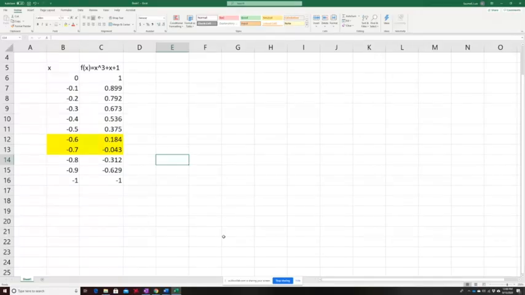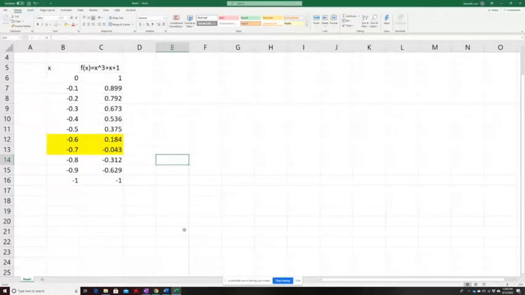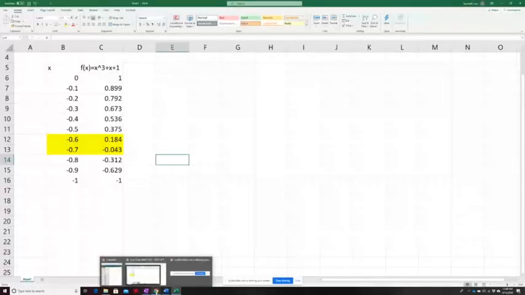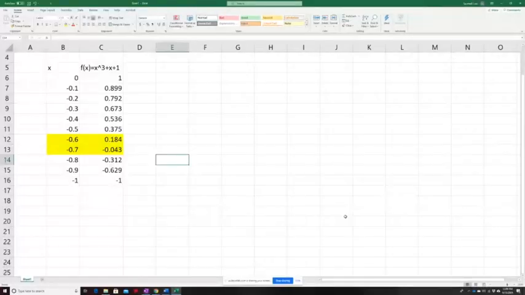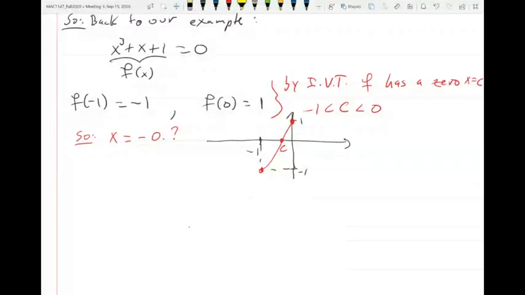So what is that telling us about our 0? What's the first decimal place of our 0? So let me go back. I have to be going back and forth. So with this information that we have here, what do we know about this so far? Let me copy and paste this.